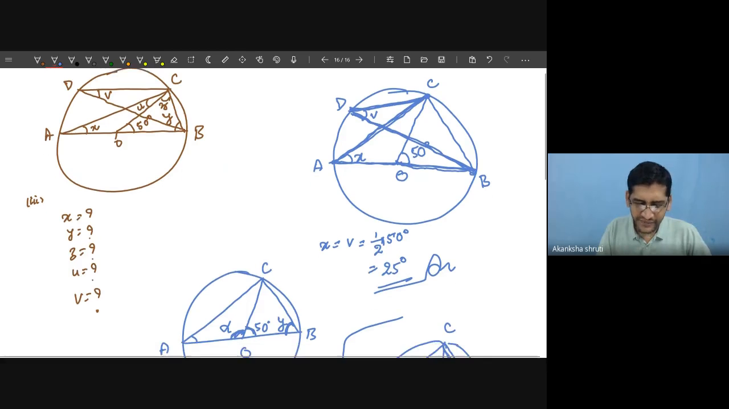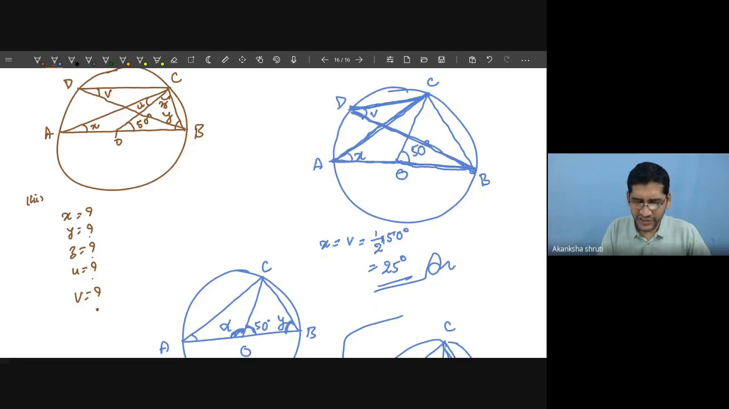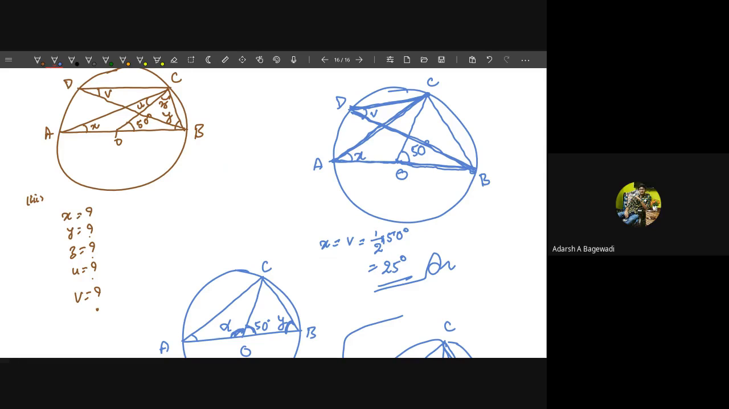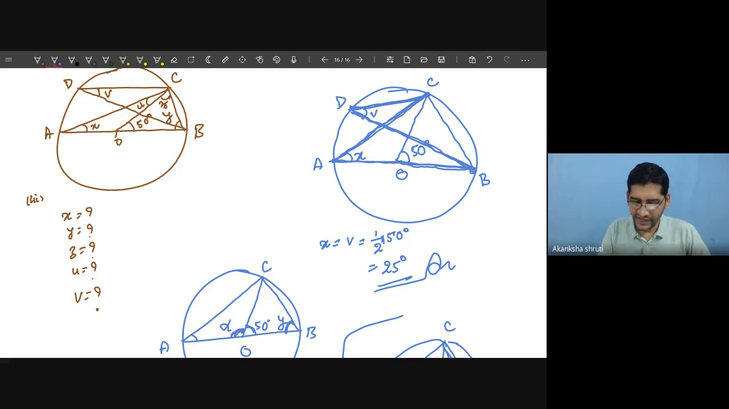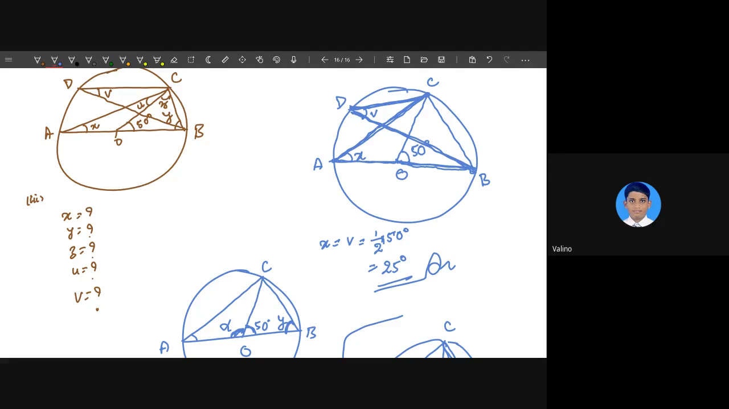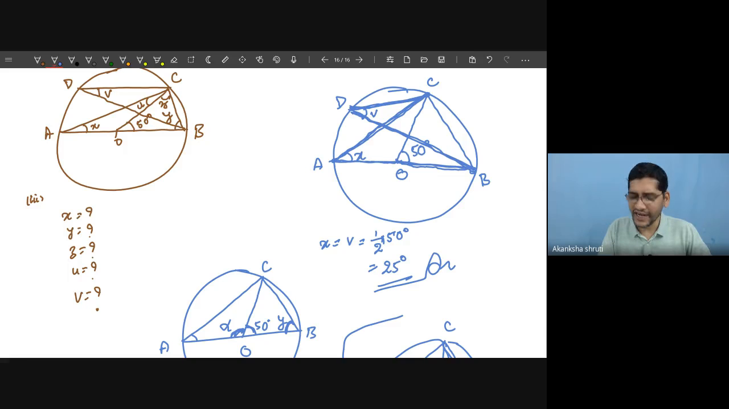Another thing, come to this Z. How can this Z be calculated and how can this U be calculated? Students, now please apply the isosceles triangle property. U is equal to 25 degrees. Very good, because the angles are equal in an isosceles triangle. It becomes an isosceles triangle.